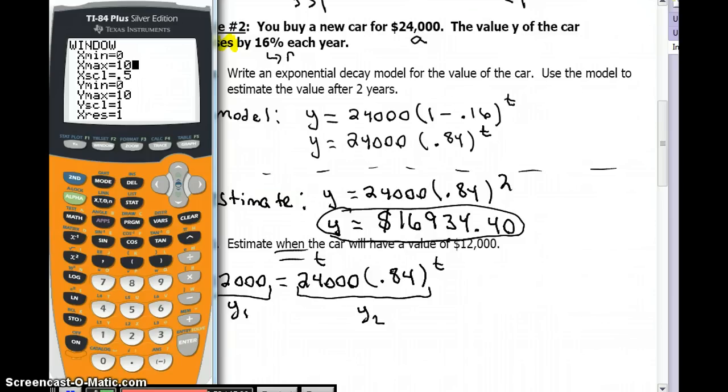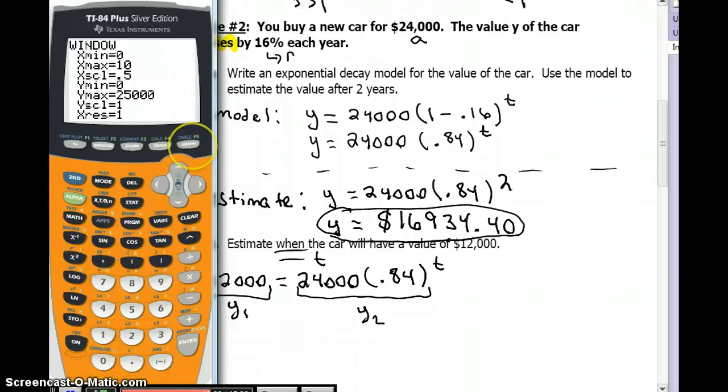My y min, I'm definitely going to leave as 0 because we're not going to have negative dollars. For y max, we have two numbers in our equation other than the 0.84. We have 12,000 and 24,000. So to adjust my window, I put my y max bigger than both of those numbers, so 25,000. The window I think is the hardest thing.